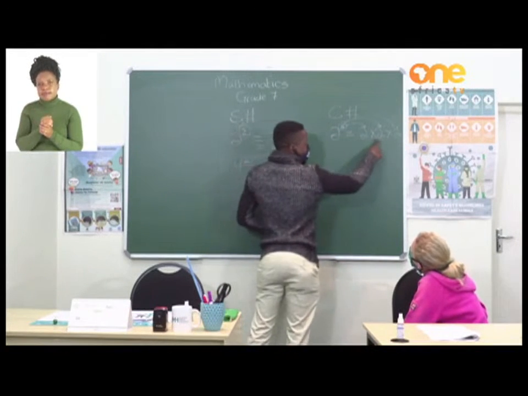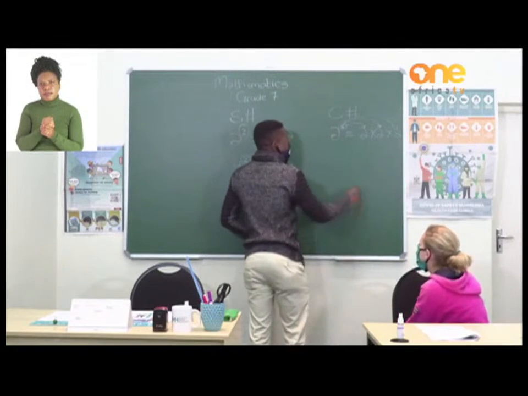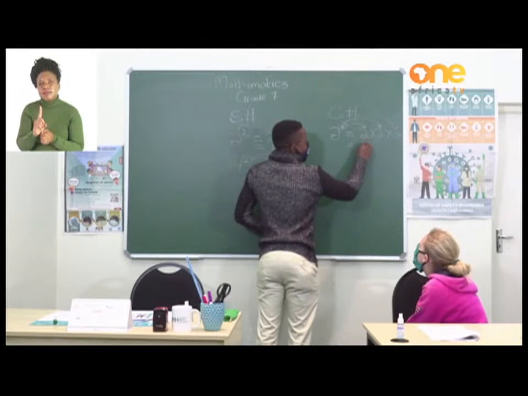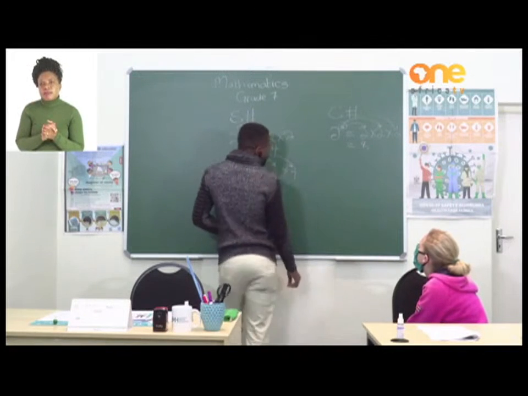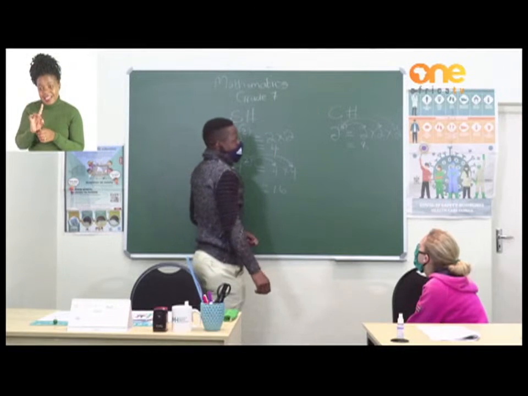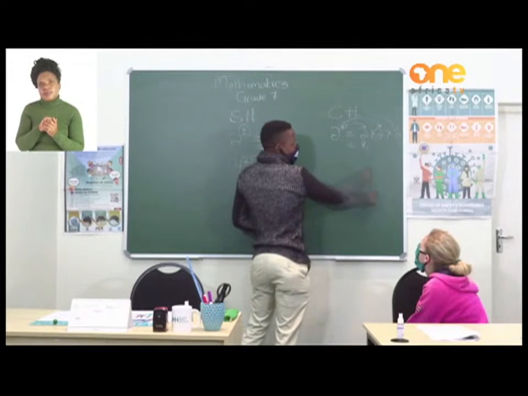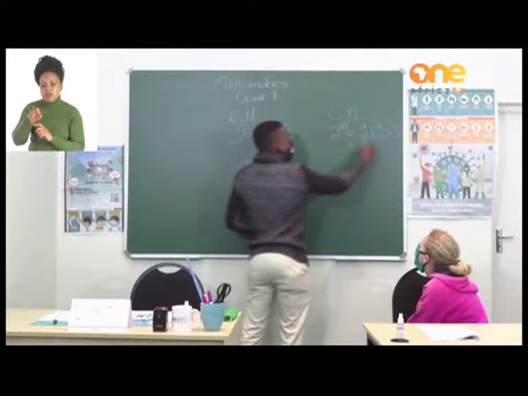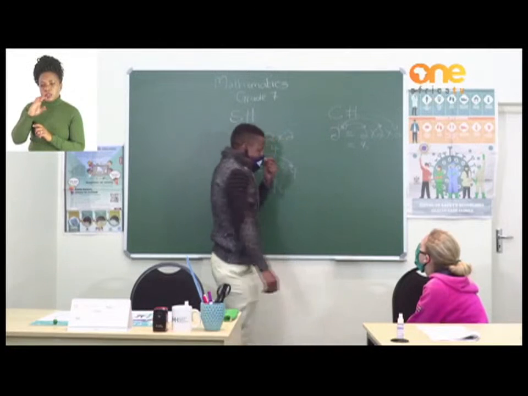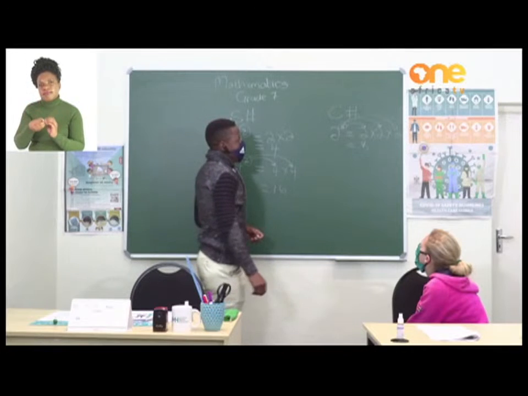And 2 times 2 is 4, 4 times 2 is 8. So 8 is a cube number. We can also say 8 is a product because it came up by multiplying numbers, and we said an answer to multiplication is called a product.